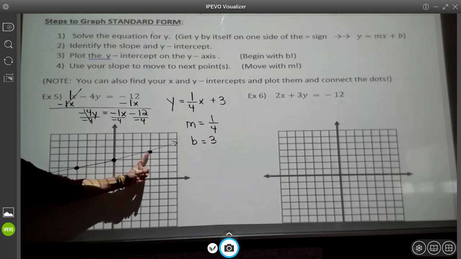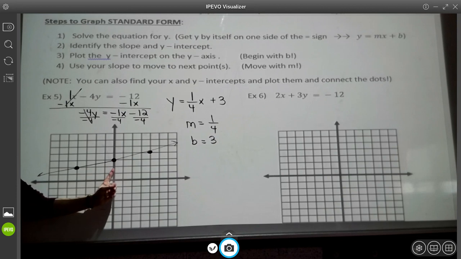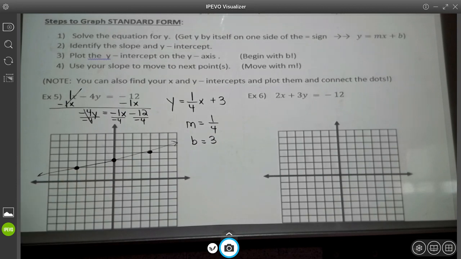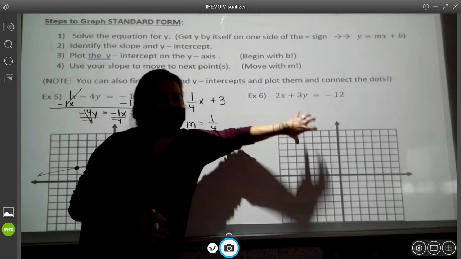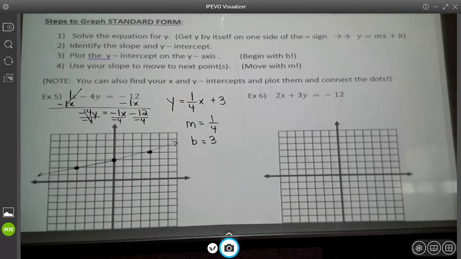All right, I want you guys to do this one. Solve it for y and graph it. I'm going to give you a little bit of a head start, and then I'll start working on it. Got to get y by itself first, and then you can find your slope and y-intercept.